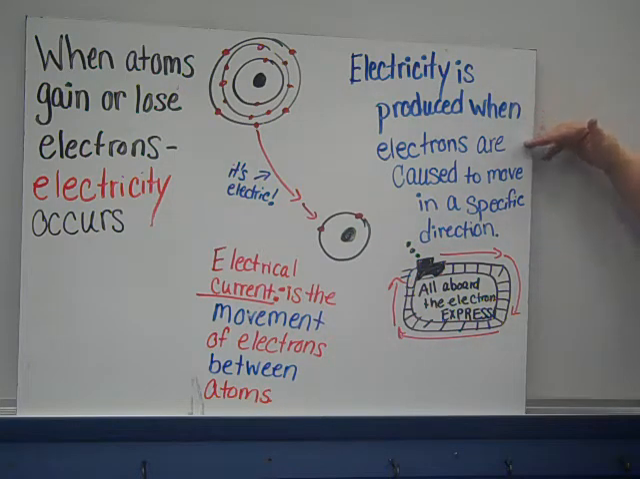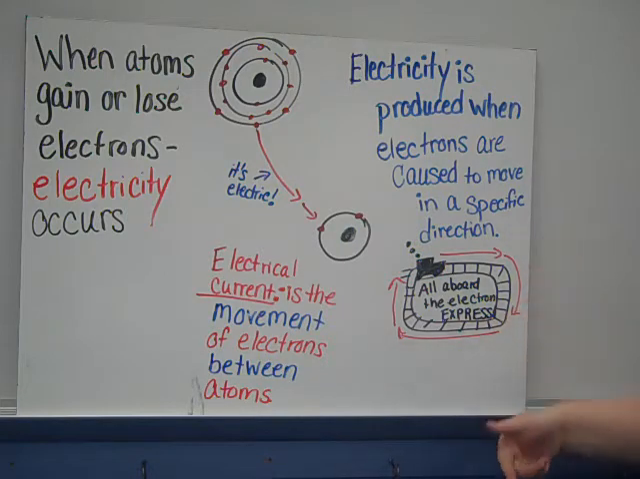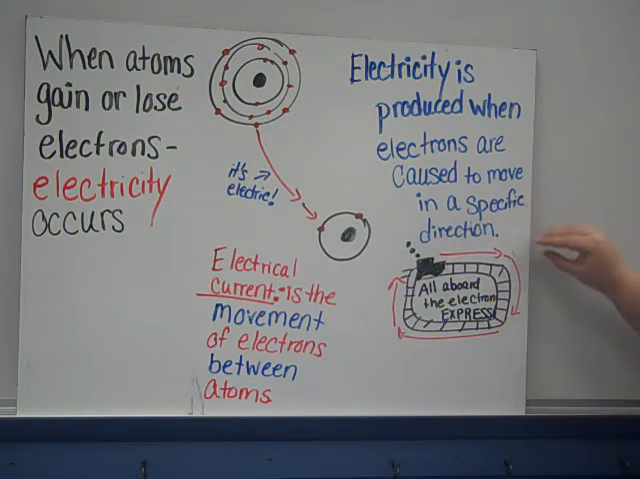Electricity is produced when electrons are caused to move in a specific direction. Kind of like saying, okay guys, we're all going this way, get aboard that electron express. We're forcing them to go in one direction. That's when we have electricity.